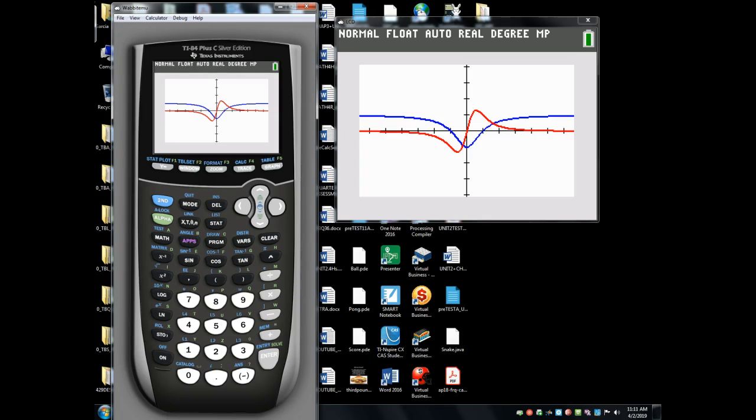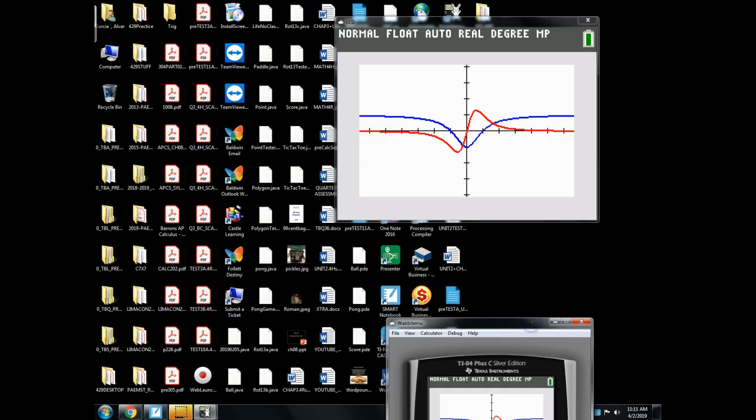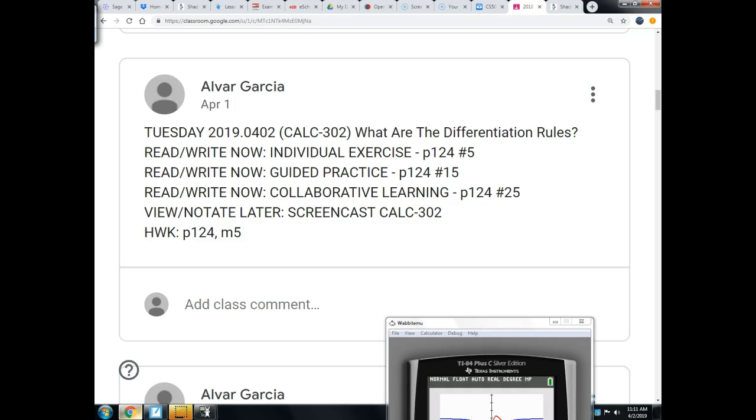And that should help you do your homework, which is the same sheet as last night. Page 124 by multiples of 5 today.